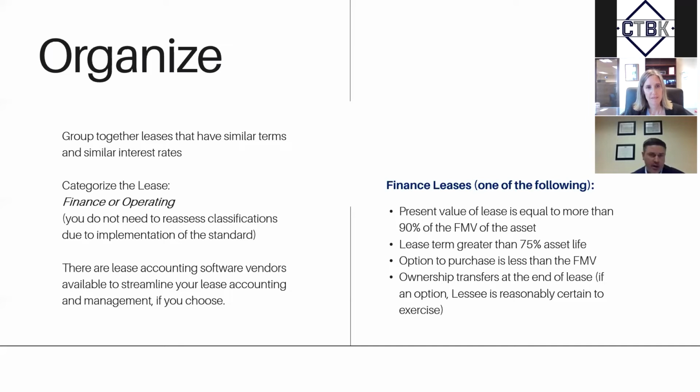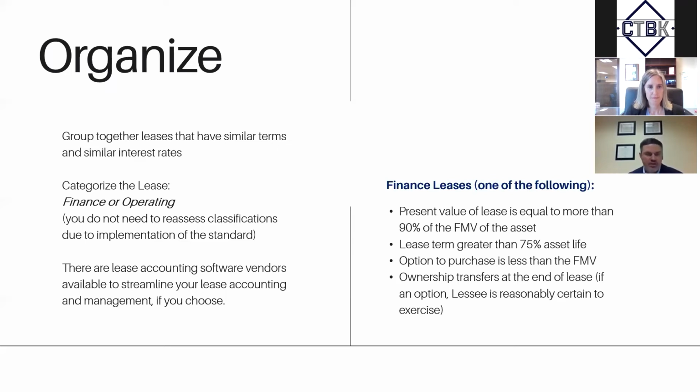Next, you would categorize your leases by finance or operating. Finance leases are the new term for what we used to call capital leases, and the criteria on the right side of the page is essentially consistent or identical with what capital lease required, which is that the present value of the lease is equal to more than 90% of the fair market value of the asset. The lease term is greater than 75% of the asset life. An option to purchase is less than fair market value, or ownership transfers at the end of the lease. If any of the four criteria are met, it would be categorized as a finance lease.